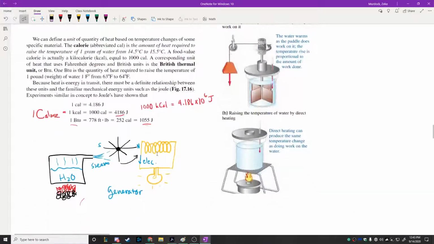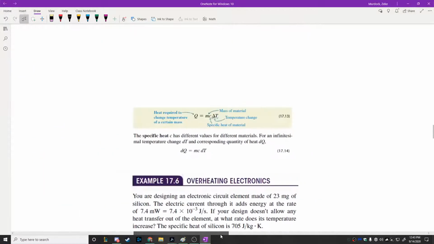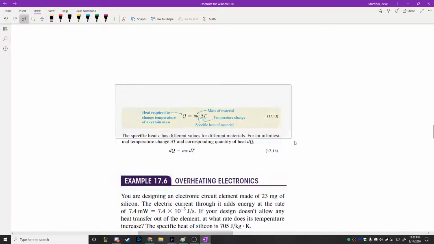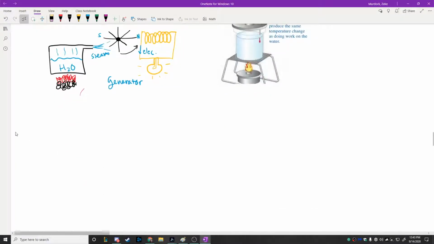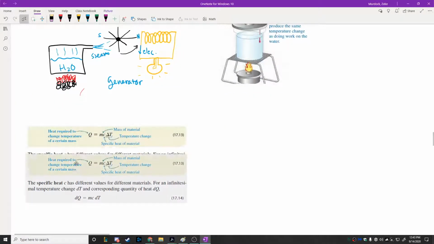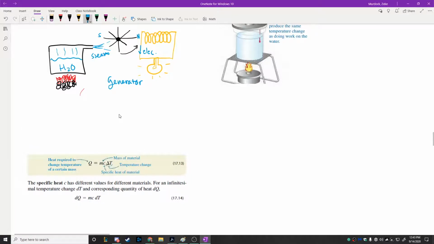Okay, so what's next? Next, we want to talk about calorimetry. And for that, I pulled these two guys here. So we'll talk about this, and then we're going to do this problem here. Maybe a couple problems. I think we'll have time maybe for two. So the next thing to talk about is specific heat.